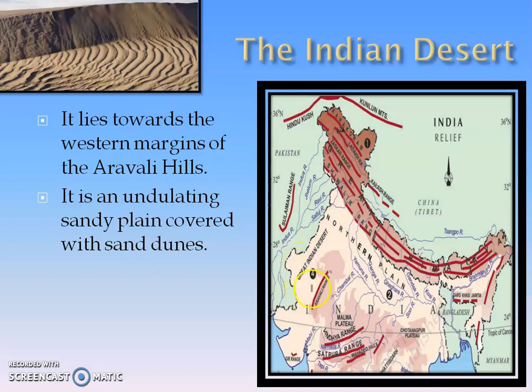More than 60% of this desert lies in Rajasthan. It also extends into the states of Gujarat, Punjab, and Haryana. It is an undulating sandy plain covered with sand dunes. Undulating means a flat area with some gentle wave-like slopes. Sand dunes are the small hills of sand.